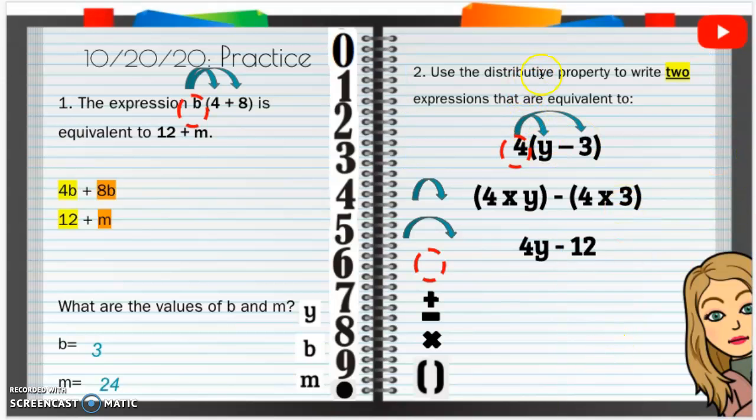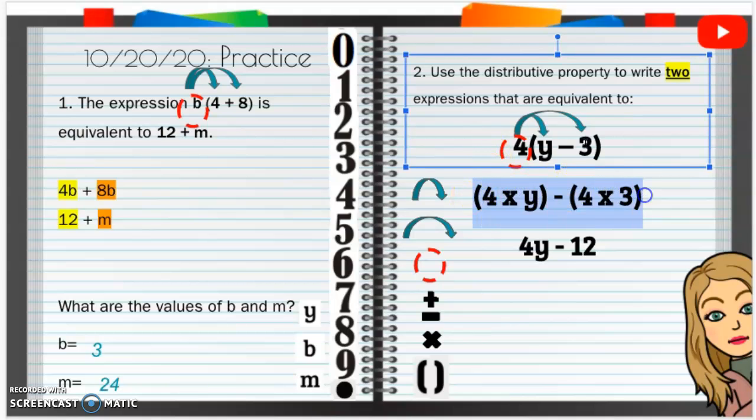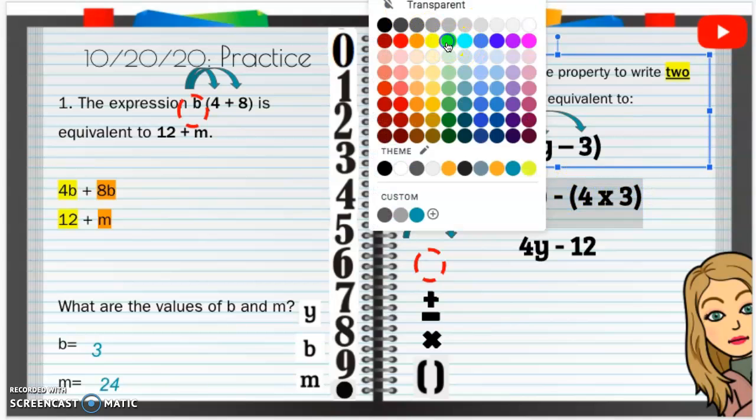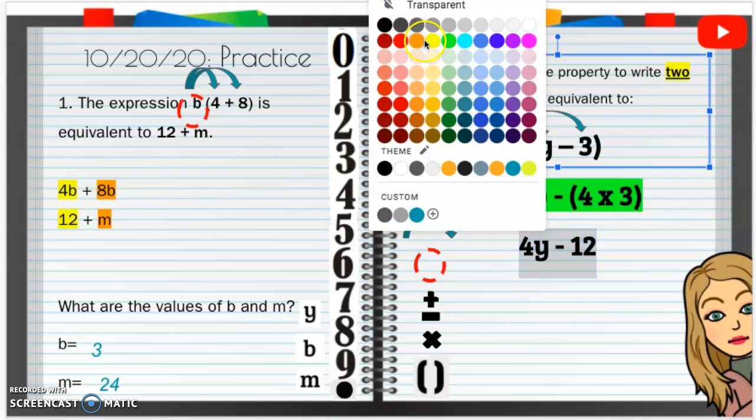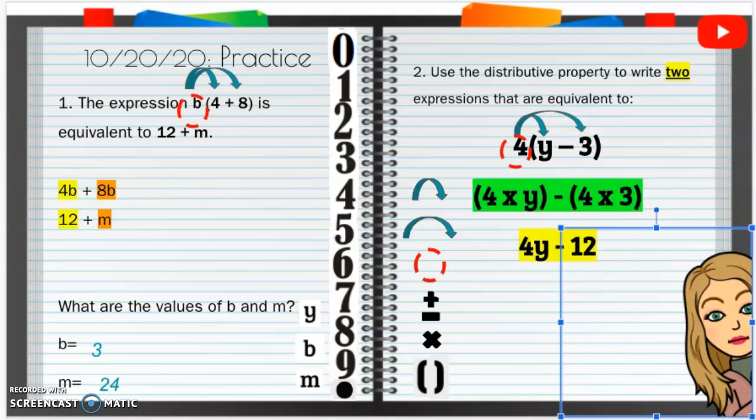Now, two expressions that are equivalent. Here's one expression. Perfect, perfect. And here's another. So those are two expressions that mean the same thing. That's it. That's all you have to do. 1, 2, bada bing, bada boom.